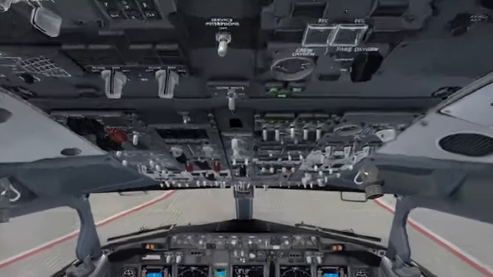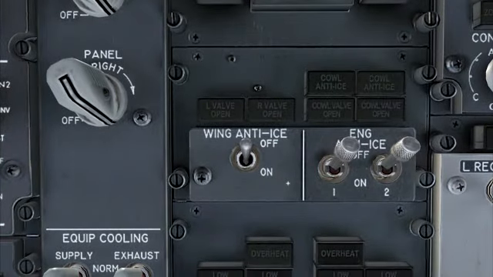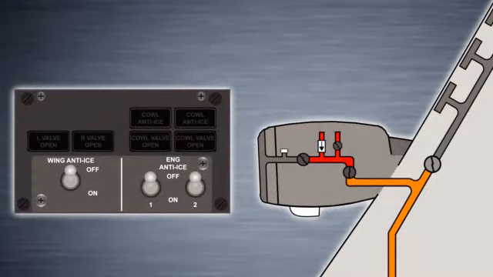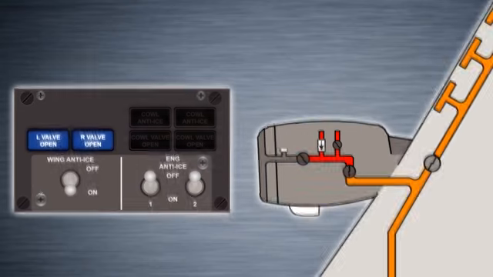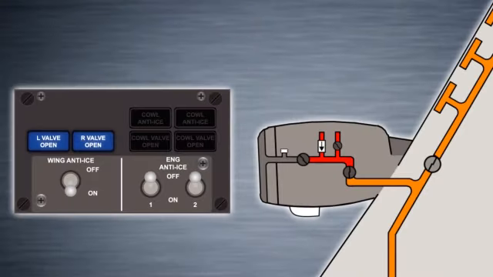Controls and indications for the wing anti-ice system are located on the forward overhead panel. There is a single wing anti-ice switch which provides control over anti-ice for both wings. This switch opens and closes 2 wing anti-ice control valves which permit the flow of bleed air into ducting in the wing. The wing anti-ice control valves are powered by 115 volt AC.